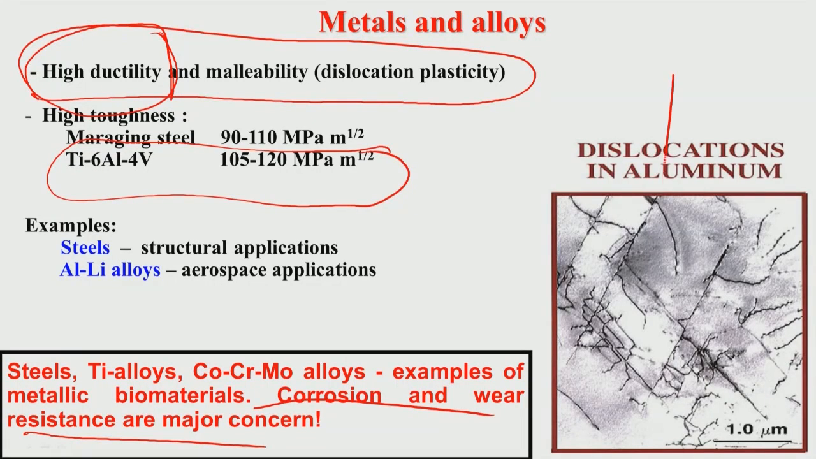This is the TEM image, transmission electron microscopy image of aluminum, just to show how the dislocation threads are there, and these are the dislocation lines in the material.